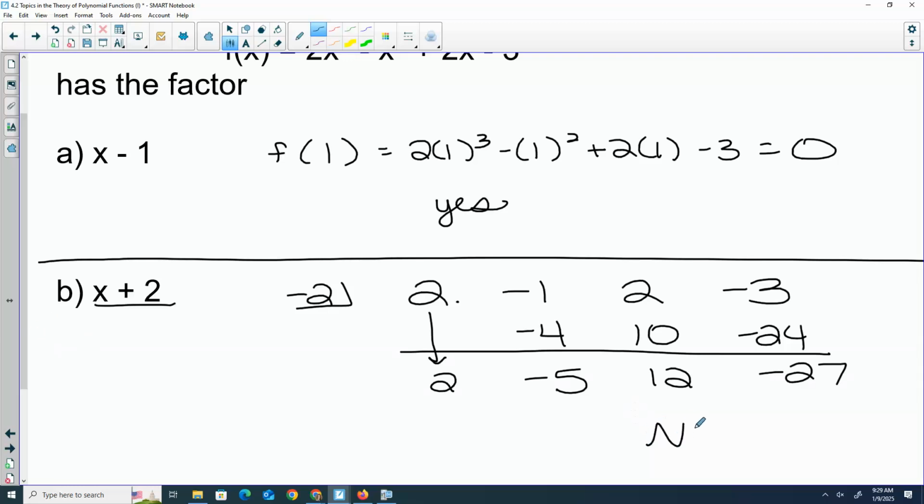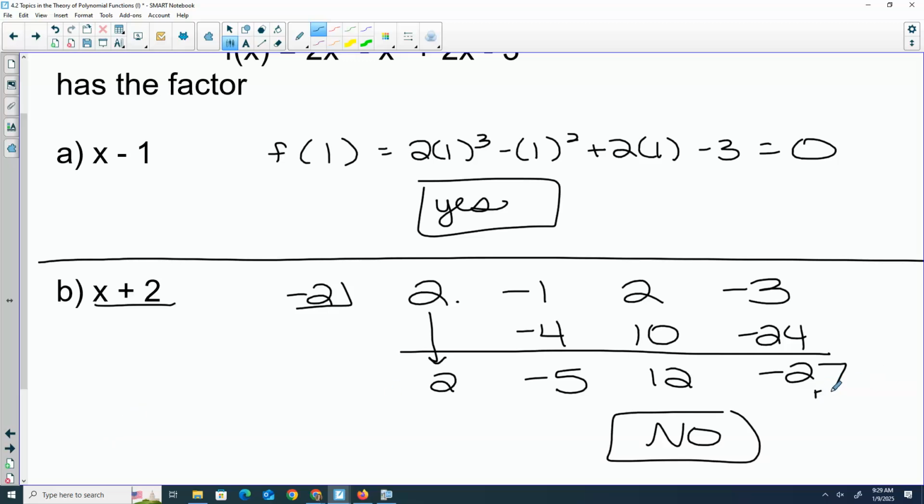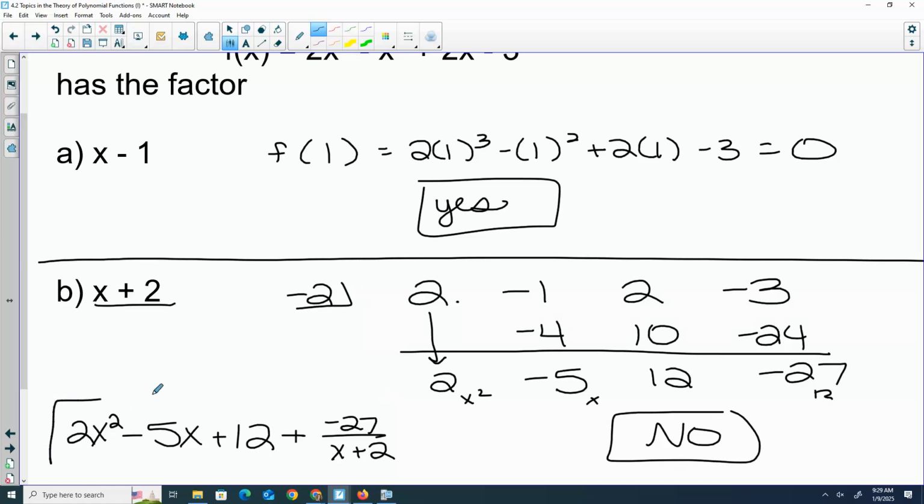How do we know automatically? It's not 0. What if I'd asked you to write the quotient? What would this be if I wanted to write it out? This is my remainder, my constant, x and x squared. So we don't have to here, but if I'd asked for the answer, 2x squared minus 5x plus 12. And since we have a remainder, you could say plus -27 over x plus 2, or just minus 27 over x plus 2. Okay, so with those synthetic divisions, if you don't get a remainder of 0, you just write that remainder as a fraction.